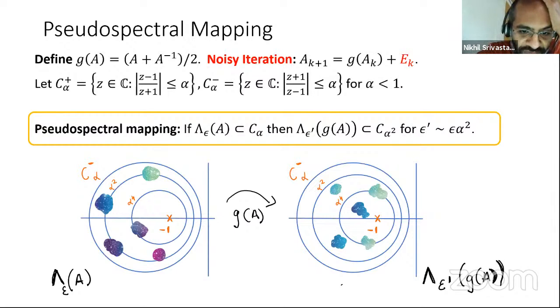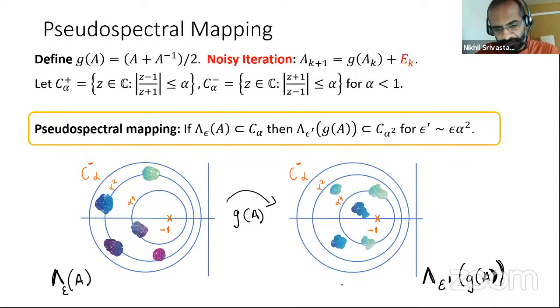It says, if you have a matrix whose epsilon pseudospectrum is contained in a circle of Apollonius of parameter alpha. So I've only drawn the circle in the left half plane. There's another one in the right half plane as well. So if the epsilon pseudospectrum is contained in circles with parameter alpha, then when you apply this function g, so you do one iteration, you get g of A. That's a new matrix. It has a new pseudospectrum. If you look at the epsilon prime pseudospectrum of the new matrix, the iterate, then that's contained in the circle with parameter alpha squared.